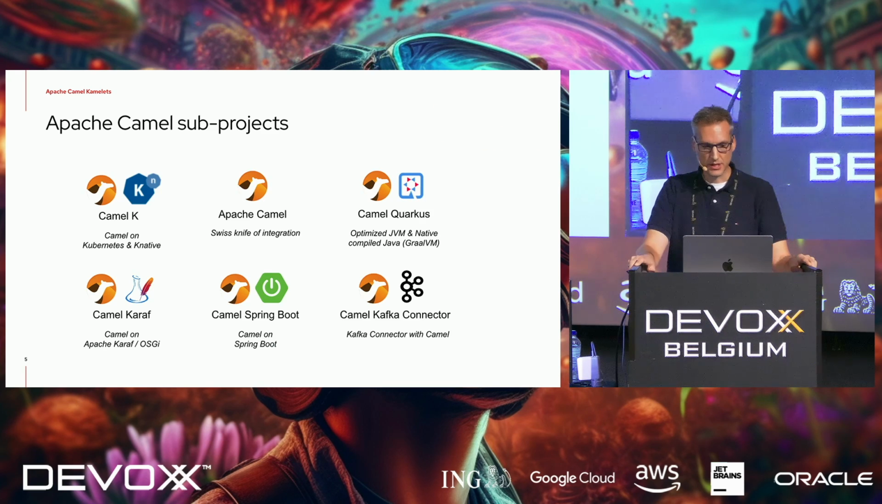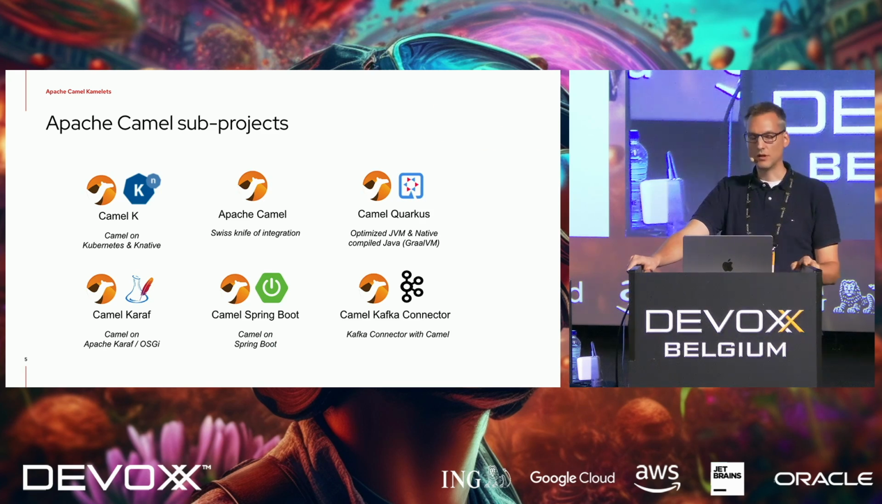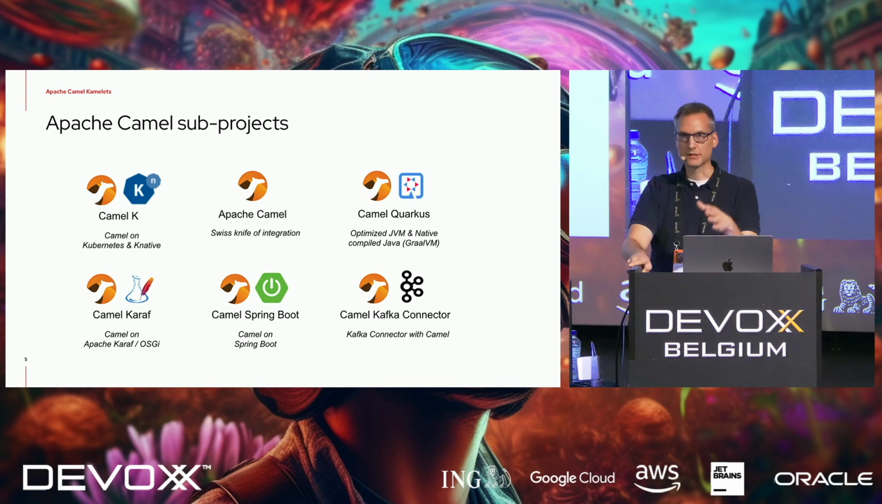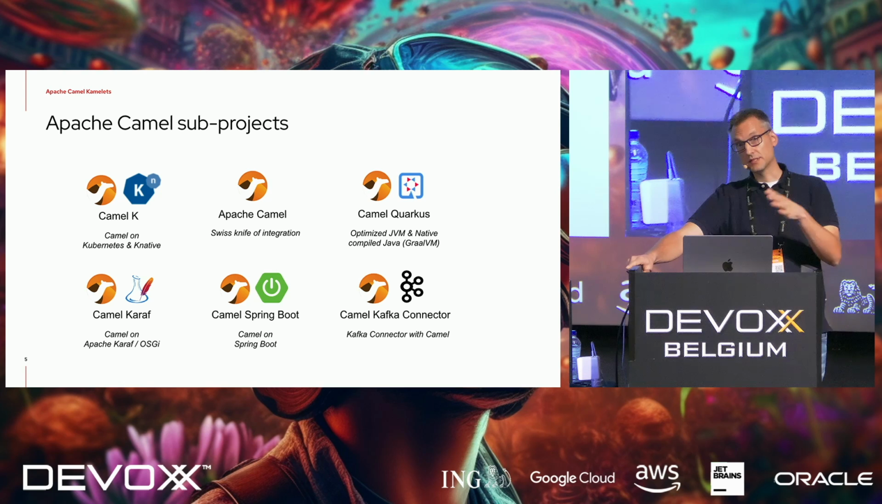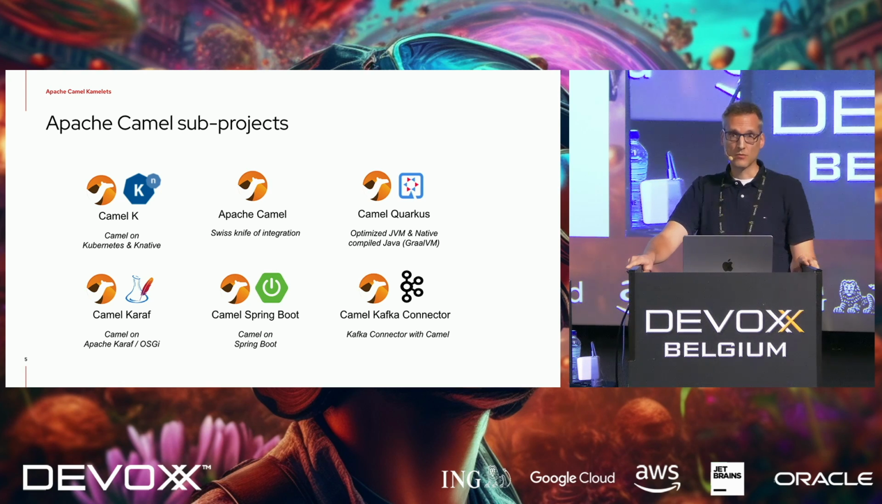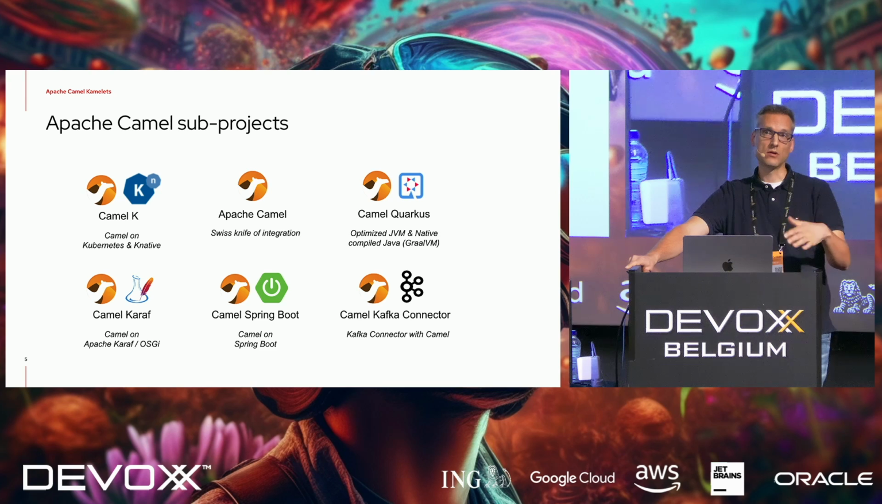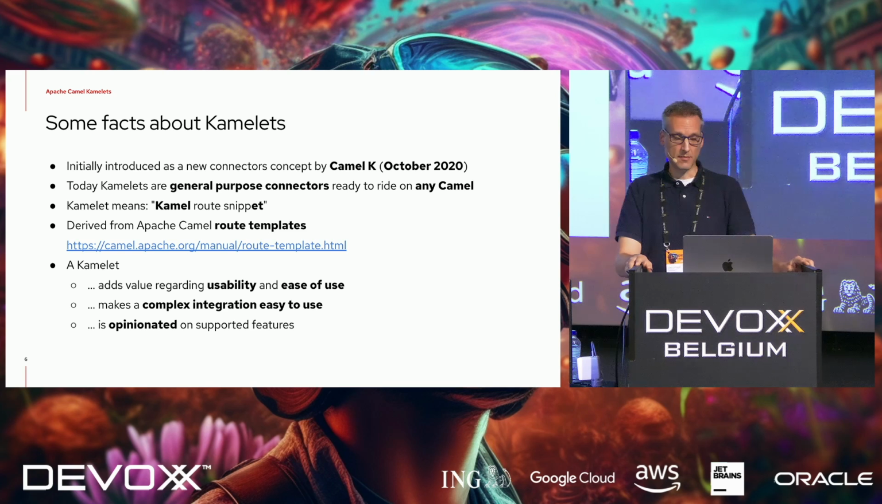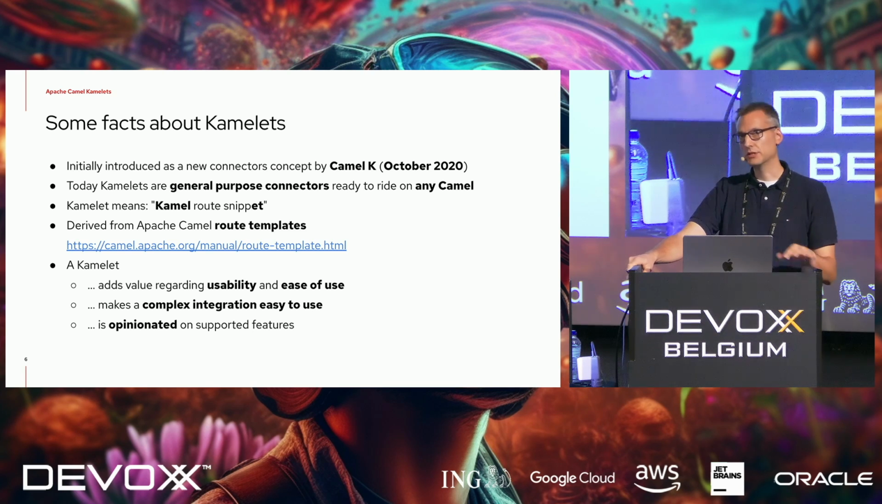So why is Apache Camel still active and still so well known? Of course, the community, which is great around Apache Camel itself. But the project has also grown an impressive list of sub-projects, like the integration with Quarkus and Spring and Kafka. One of these sub-projects is Camel K, which focuses on running Camel workload on Kubernetes or Knative. And Camelets were born in Camel K. Initially this was introduced as a concept in Camel K, but nowadays you can use Camelets everywhere.